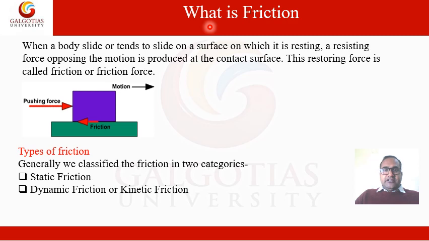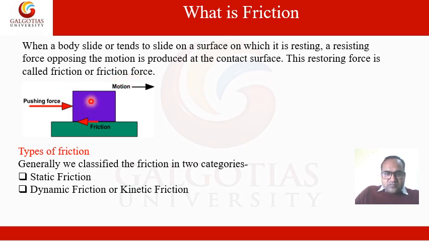Now we are going to define friction. We are using this particular picture to define friction. As we know, friction is the opposing force that reduces the motion, or we can say slows down the motion. Now, what is the definition? When a body slides or tends to slide on a surface, a resisting force opposing the motion is produced at the contact surface. This resisting force is called friction or frictional force.